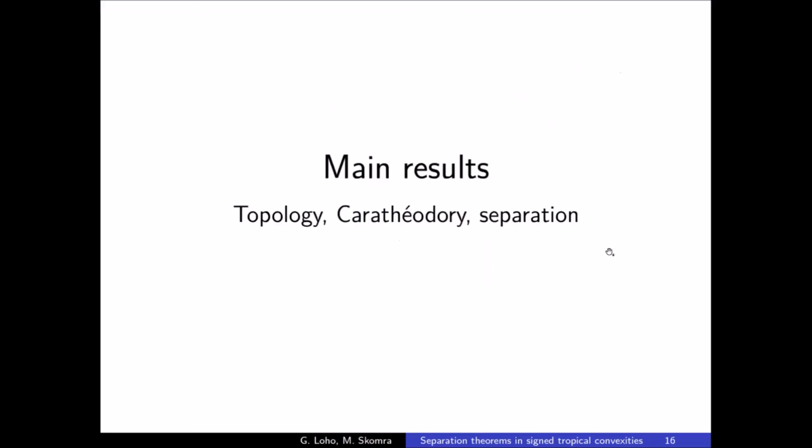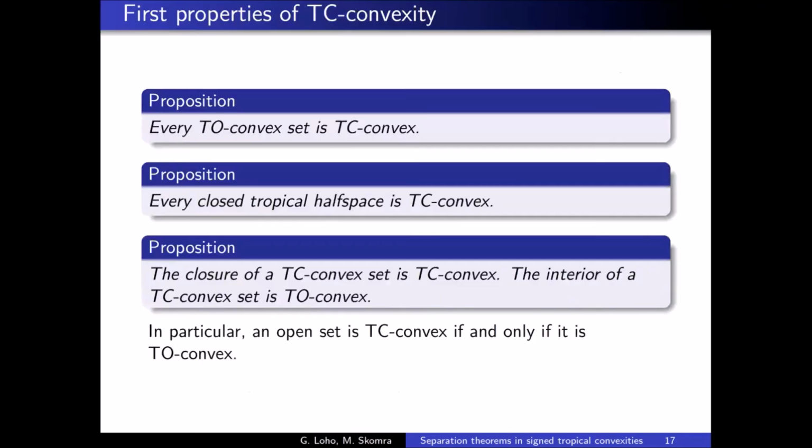Okay, so let me go to our main results. Let me start with some basic results. The first basic result is that every TO-convex set is TC-convex, so TC-convexity is a weaker notion than TO-convexity. This is just by the definition of these two convexities. Secondly, every closed tropical half space is TC-convex. So TC-convexity captures not only the open tropical half spaces, but also the closed tropical half spaces, which is already nice.